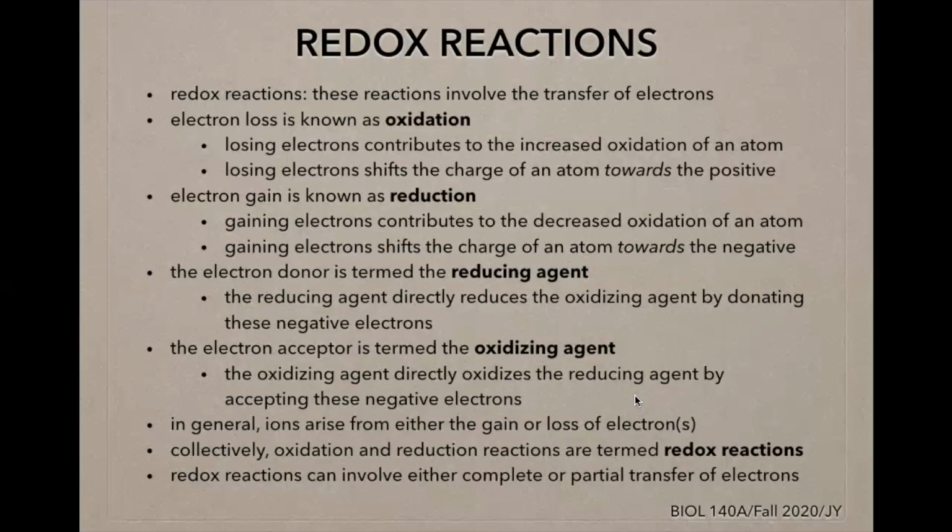And so to build on this, charged atoms are termed as ions. So a positively charged atom is termed a cation specifically, and then a negatively charged atom is termed an anion. So ions arise from either the gain or loss of electrons. And then collectively, oxidation and reduction reactions, we term those as redox reactions. And to build upon this a bit further, redox reactions can involve a complete transfer of electrons, or they can involve just a partial transfer of electrons.